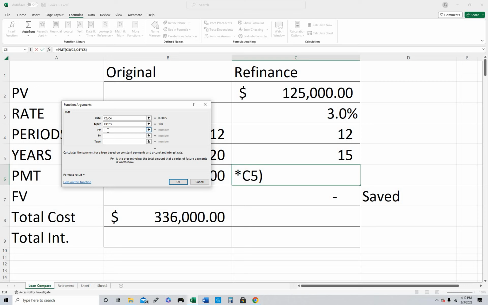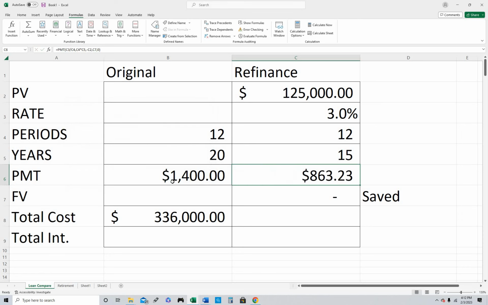The present value of our note is a negative $125,000 because we still owe that money. It's a negative against us. The future value is going to be 0 down here in box C7, and the type is going to be 0 because we usually pay our payments at the end of the month. After we've held on to that money for a month, then we have to pay a penalty of interest at the end of that month. I'm going to click OK.